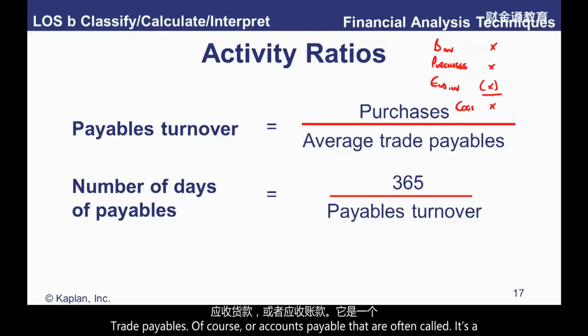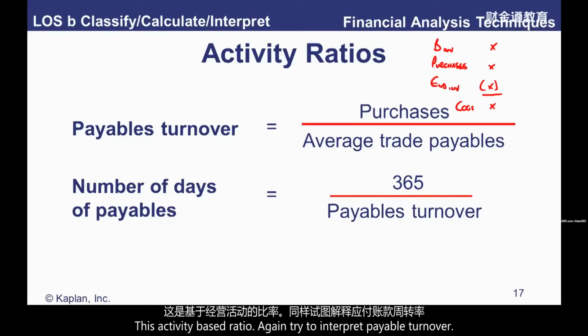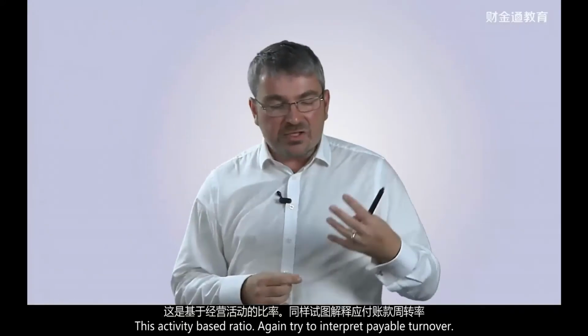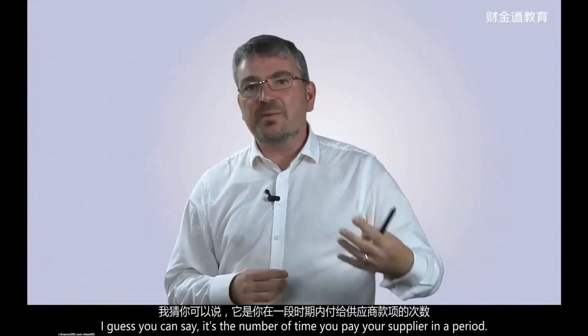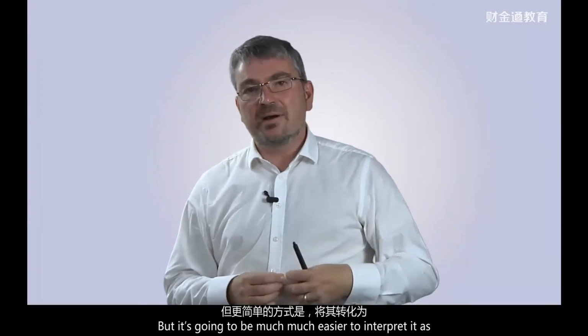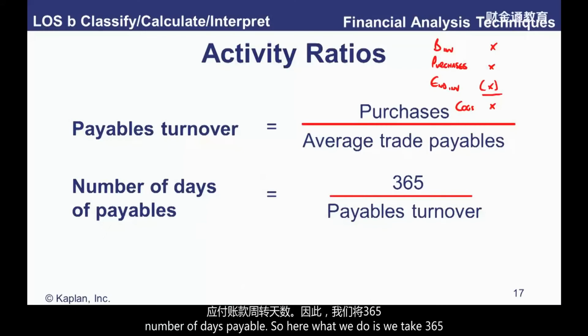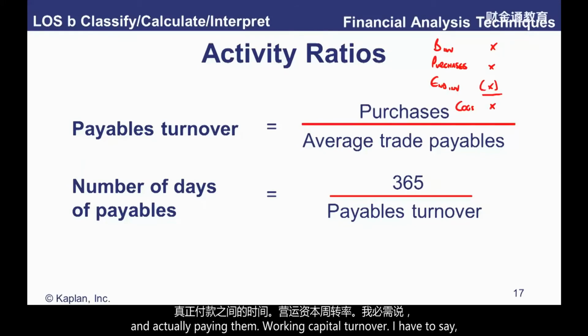Trade payables, of course, or accounts payable as we often call them, are a balance sheet item. So again, yet another mixed ratio with these activity-based ratios. Trying to interpret payables turnover, I guess you could say it's the number of times you pay your suppliers in a period, but it's going to be much, much easier to interpret it as number of days payables. So here what we do is we take 365 and divide it by our payables turnover. What is this telling us? Well, it's the length of time between receiving materials from our suppliers and actually paying them.